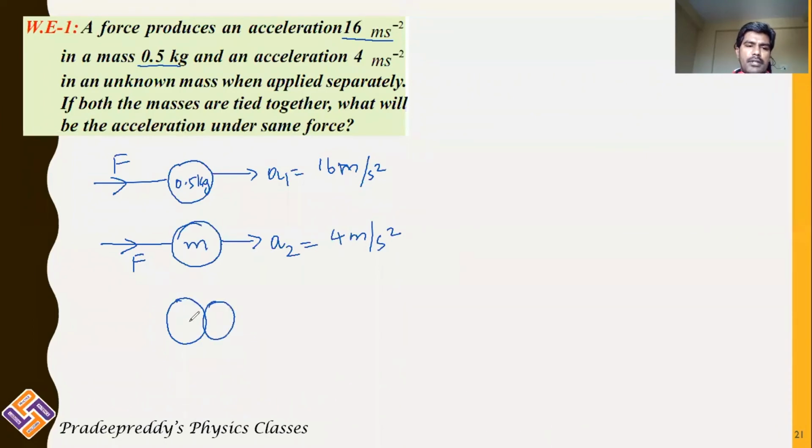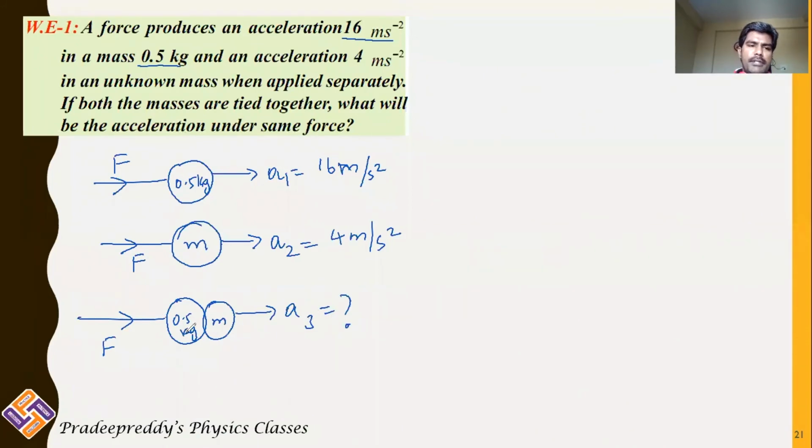One mass is 0.5 kg and the other mass is m. If both are tied together, what will be the acceleration under the same force? So when you are applying the same force on this combined object, what will be the acceleration? A3 is equal to how much? You are now supposed to find out A3, the acceleration in the third case.